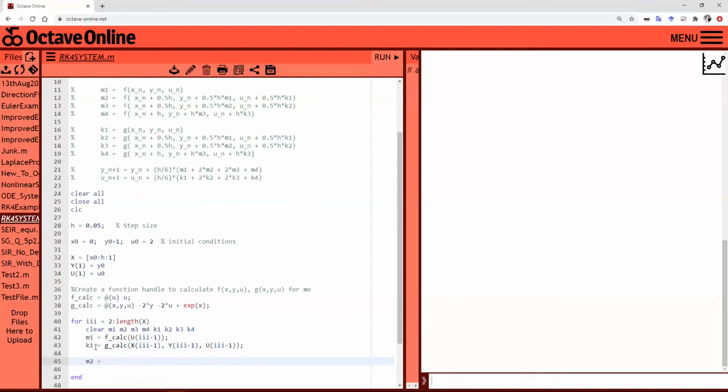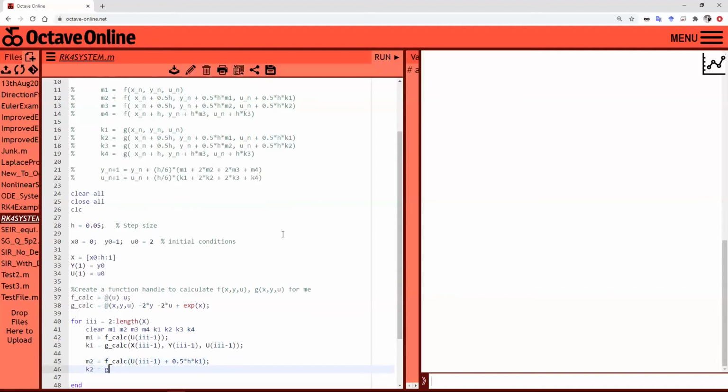M2, though, we're again going to use fcalc, but we have to evaluate the variable u at the previous step, u_n, plus 1/2 times the x step h, times K1. So that's from the previous step. Let's do that: u at i minus 1 plus 0.5 times h, the space step, times K1.